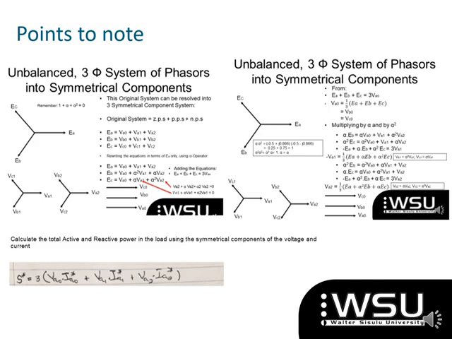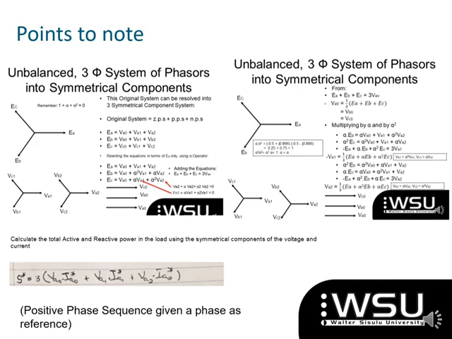And how do you do that? It's there on the right hand of this slide. Your VA0 would have been a third of EA plus EB plus EC. Your VA1 would have been a third of EA plus alpha EB plus alpha squared EC, and your VA2 would have been a third of EA plus alpha squared EB plus alpha EC. So that's where most of you made the mistake when you had this in line A, and it was a positive phase sequence.